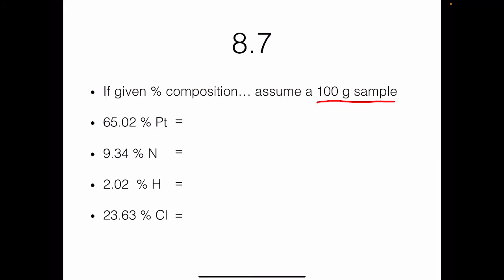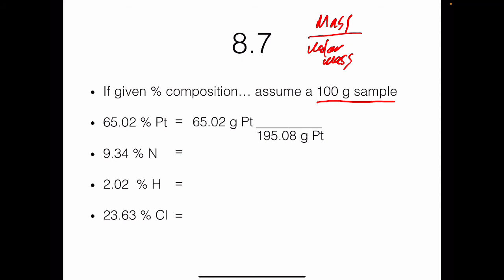So 65.02% of 100 grams is 65.02 grams. Now, since I'm determining the empirical formula, what I want to figure out is the mole ratio of one element to another, which just means I'm going through the same process I did before. I'm taking the mass and dividing it, and you can even do it that way if you want to. You can divide mass by molar mass, and that gives you moles every time.